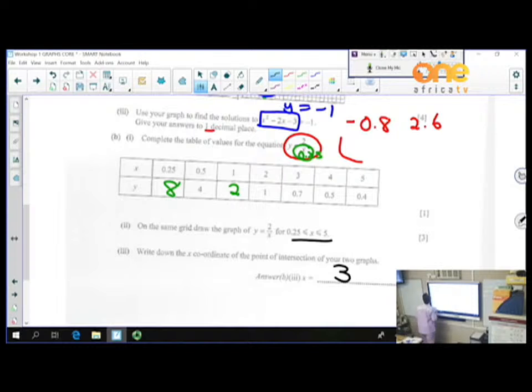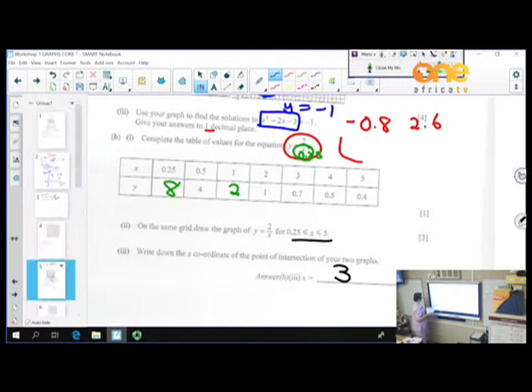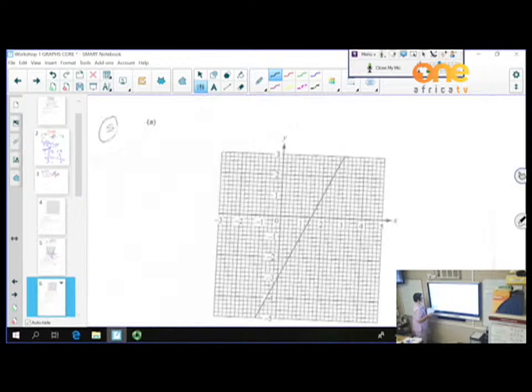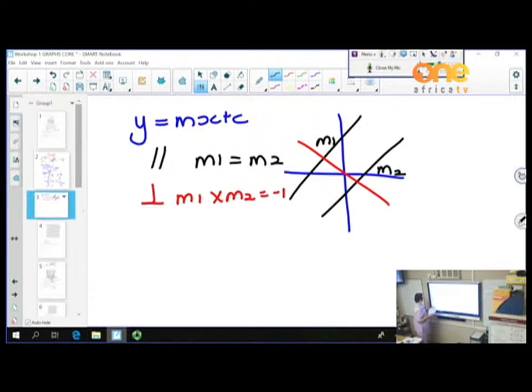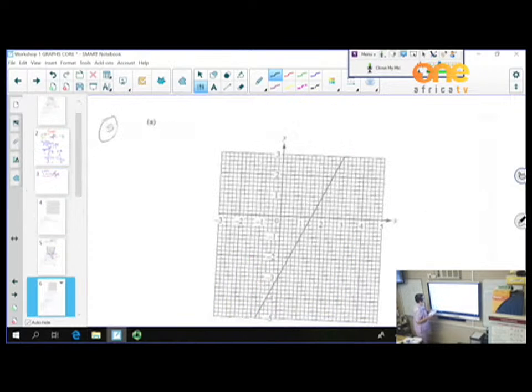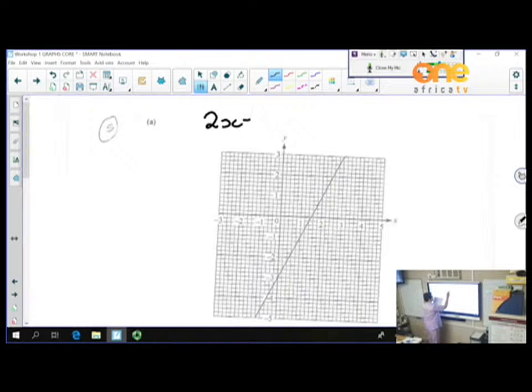Are you finished? Okay, right. Then we go over to question 5. This time it's a straight line graph. It's actually two straight lines that we have now on top of each other. They give you two equations: 2x plus 3 is equal to y, and also y is equal to negative x plus 2.